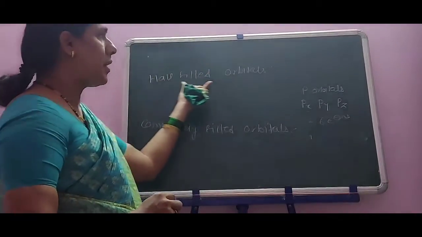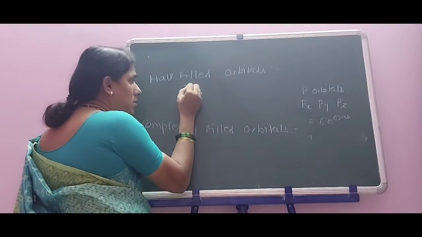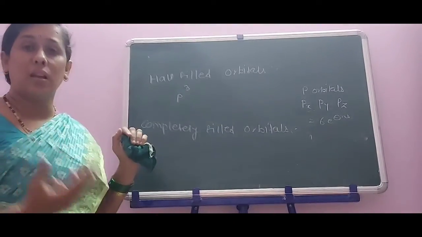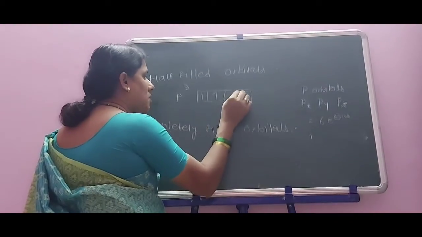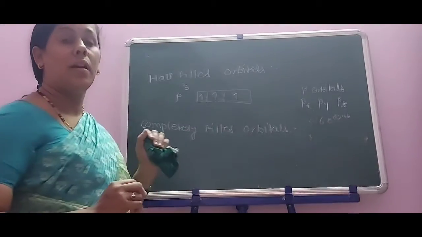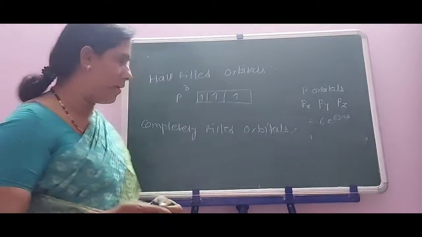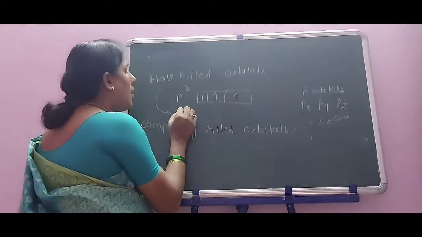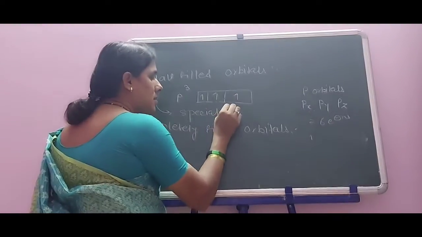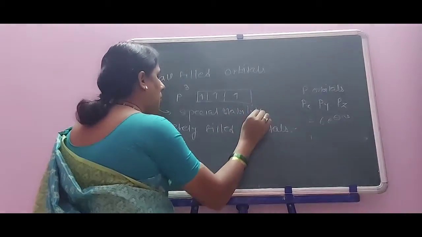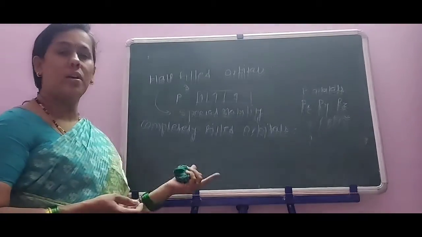Half-filled orbitals are those when p orbitals take how many electrons? That is p3, 3 electrons at a time. When in p orbitals there are 3 electrons with parallel spins, that p orbital is called a half-filled p orbital, and that orbital acquires special stability. Completely filled orbitals also acquire special stability.